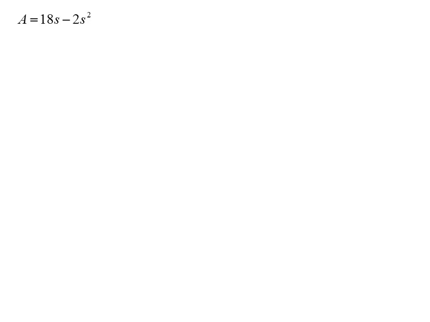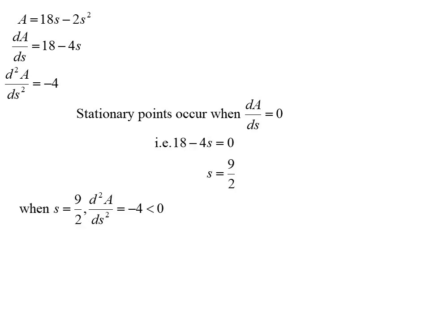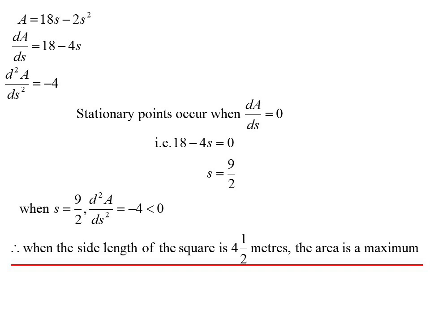There's my function, differentiate it. I'll differentiate a second time as well because I need to work out is it a maximum or a minimum. I know my stationary points will occur when my derivative, dA/dS, is equal to 0. Solve that: S is 9/2. I know that when S is 9/2, the second derivative is negative 4. It's actually negative 4 everywhere, but that's less than 0. So yes, I know when the side of the square is, and rather than say 9/2, because it's a practical problem, it probably makes more sense to say 4.5 metres. Because if someone was to say to you, how long is this? You're not going to go, oh, it's 9 over 2 metres long. No, you'd say 4.5. At 4.5 metres, the area is a maximum.